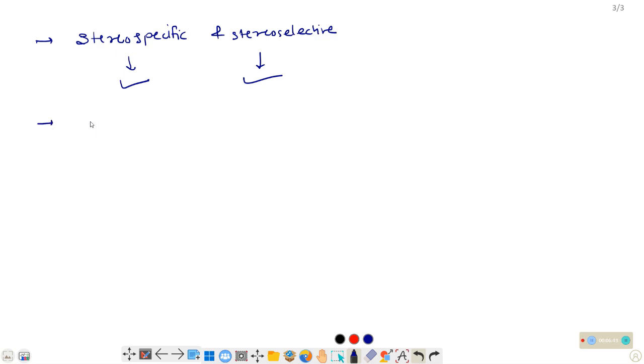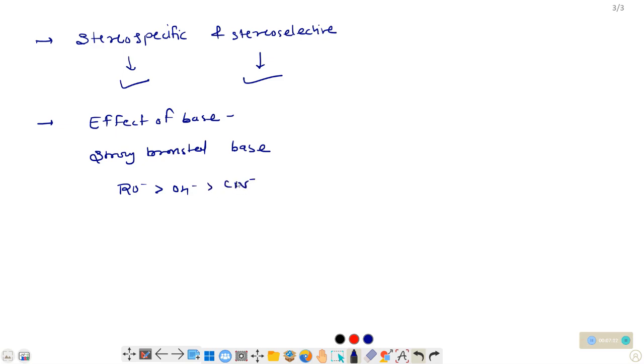Now we will see the effect of base. This reaction is favored by a strong base, a strong Bronsted base, like RO minus, OH minus, CN minus, RCOO minus, NO3 minus. This is the order of the basicity of the nucleophile.